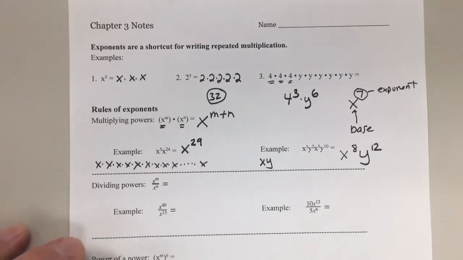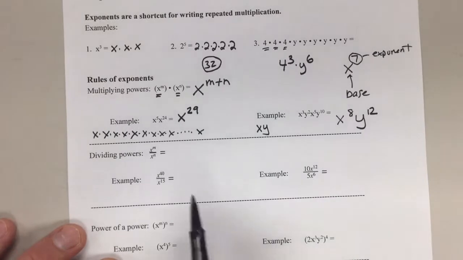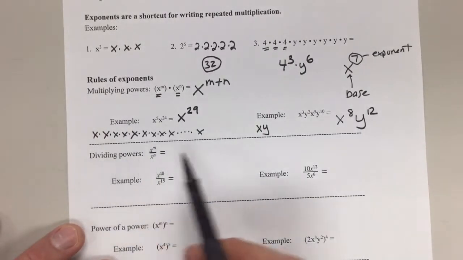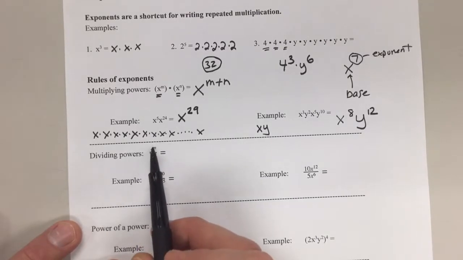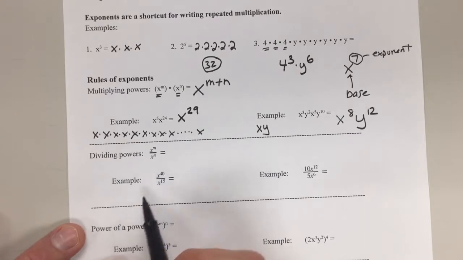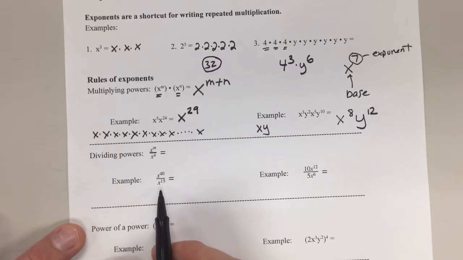So that was multiplying powers. Next, we're going to do what's called dividing powers. This means there's a power on top and a power on the bottom of a division sign. So like x to the 40th over x to the 15th.